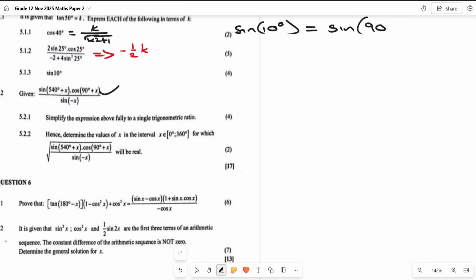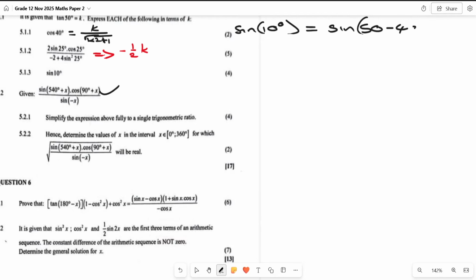Okay, I didn't really think about this one here. My apologies for that. Sine 40, okay, don't worry. Interesting. Sine 40 is definitely equal to sine 50. Okay, is equal to sine 50, and then what?